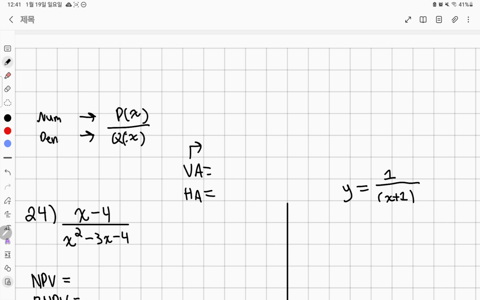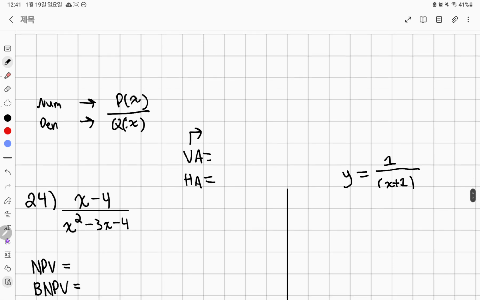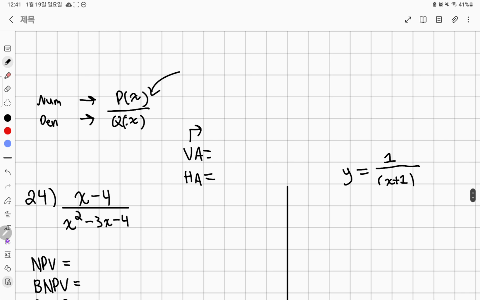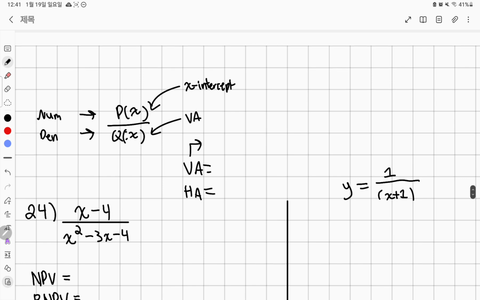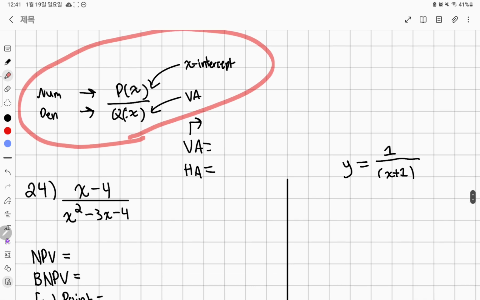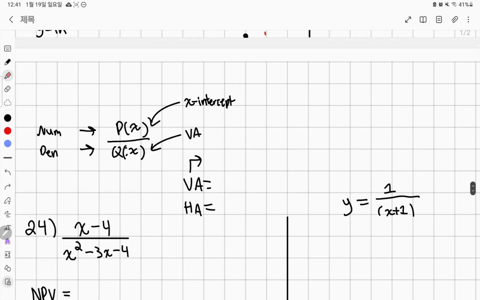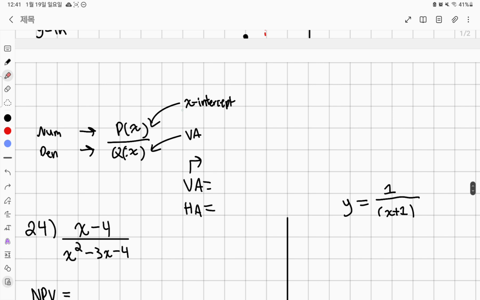The factor of p(x) gives the x-intercept. The factor of q(x), which is located in the denominator, indicates the vertical asymptote. You must know this because this is a very important rule in order to graph. Then what about the horizontal asymptote? This is the x-intercept. How do we figure it out?